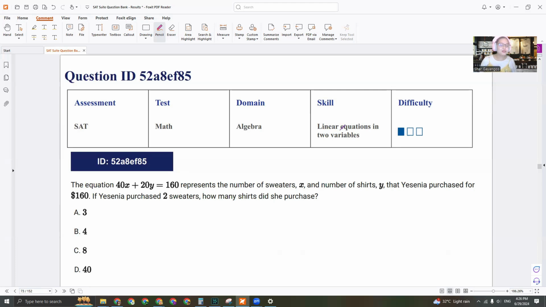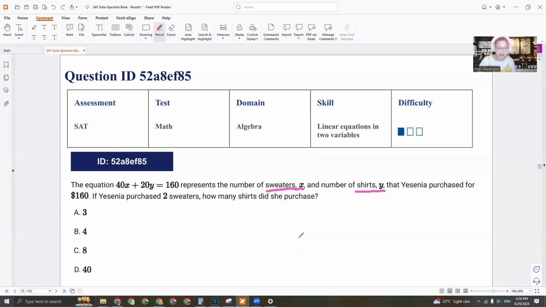So the equation x plus 20y is equal to 160 represents the number of sweaters x and shirts y that Yesenia purchased for $160. Okay, so let's sort out the equation. So x plus y, okay, we don't know this part. Yesenia purchased 2 sweaters. How many shirts did she purchase?